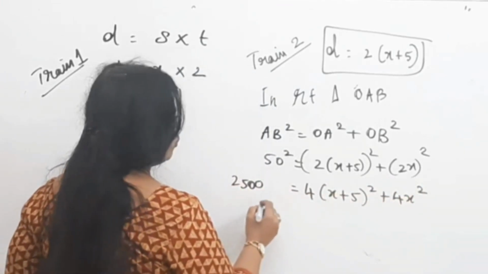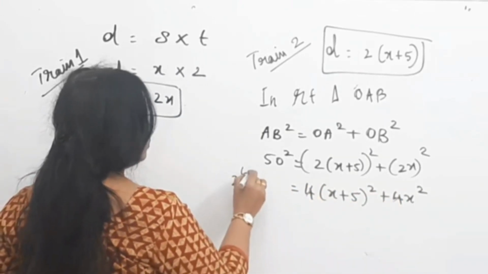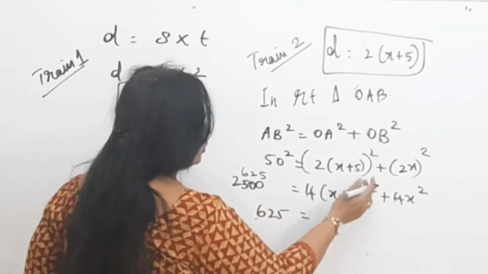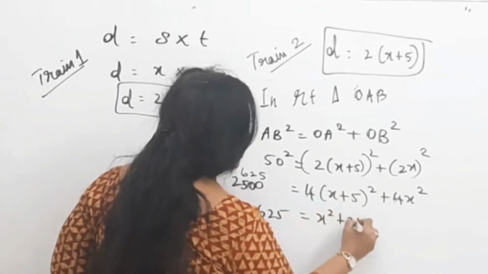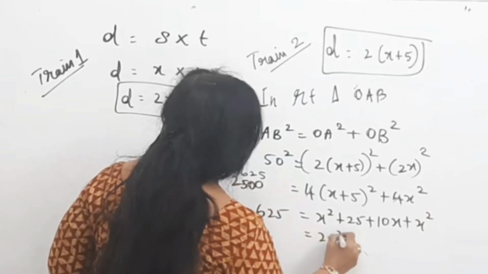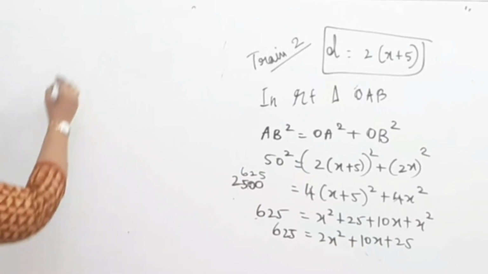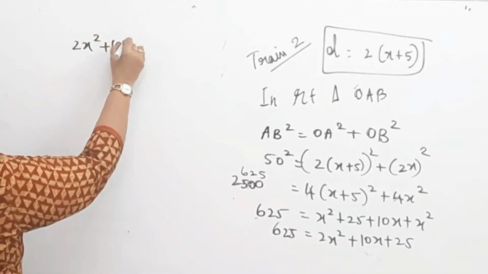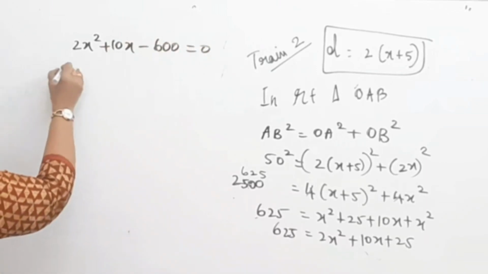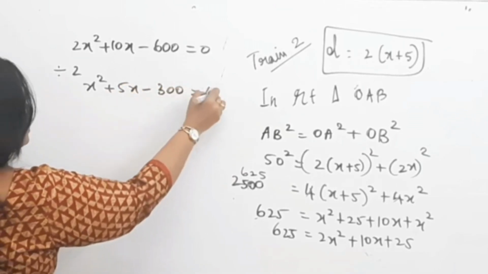So I can take out 4, and the 4 here gets cancelled. 6 4s are 24, 1 2 4s are 8, and 2 5 4s are, so 625 is equal to, I expand this, x square plus 25 plus 10x plus x square, which is equal to 2x square plus 10x plus 25 equal to 625. So 2x square plus 10x minus 600 equal to 0. So I can divide it by 2. So x square plus 5x minus 300 is equal to 0.